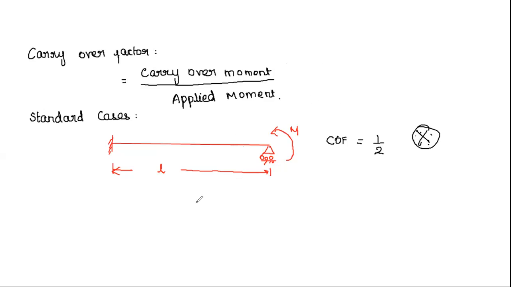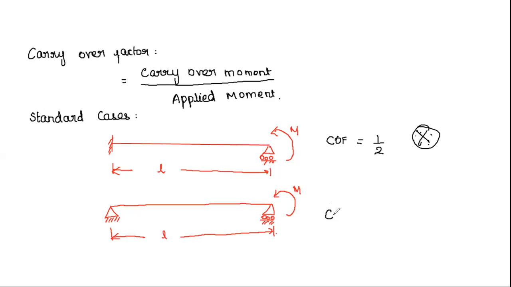Next, when the far end is hinged, let L be the length of the beam. I'm applying a moment, so the applied moment is M. What will be the carryover factor? Carryover factor is equal to 0 because the moment at the hinged end should be equal to 0. So the carryover factor for a far end hinged condition is 0.